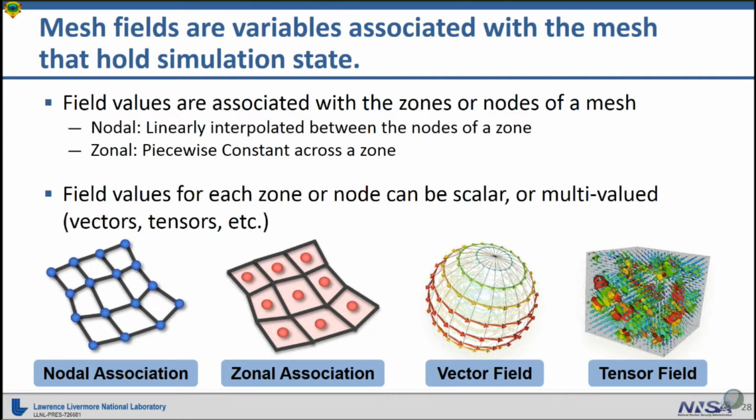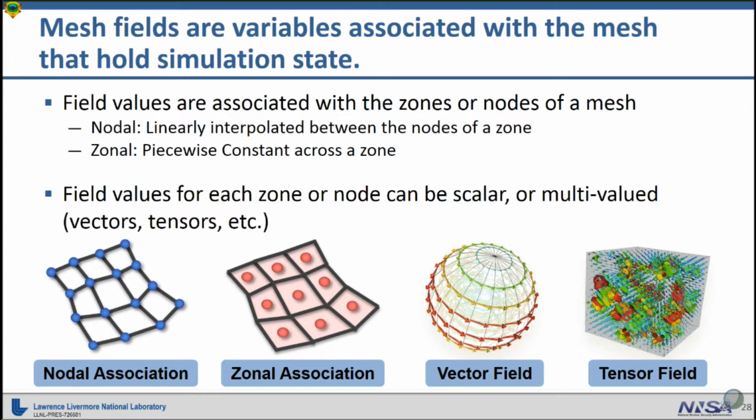So we have our meshes, and then we have fields defined on those meshes. And I'm going to talk about linear fields. So basically, there's two types of fields. There's also higher order elements, and we have limited support for that. But I'm just going to focus on linear elements for this.